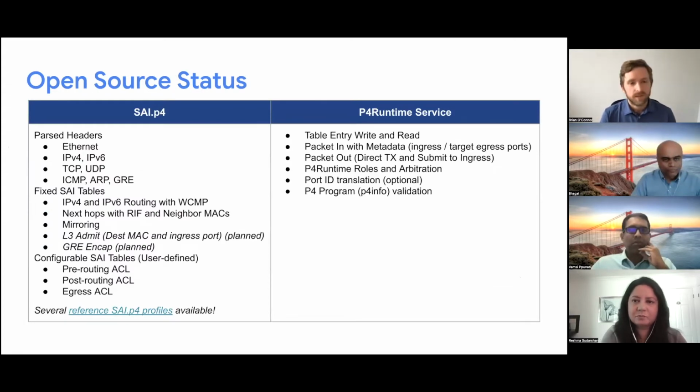Now let's take a look at the status of the PINS project. The PINS MVP was released as part of the 2021-11 SONiC release last November. It includes a SAI program that supports layer 2 through layer 4 headers, an IPv4 and v6 routing table, and weighted cost multipath, or WCMP for short. Users can customize the pre and post routing ACLs as well as an egress ACL. And we have several SAI profiles that provide an example on how to do this. The PINS P4 runtime server supports read, write, packet IO, roles, and arbitration. It can also do port translation and provides basic validation of the P4 info that is sent by the controller.